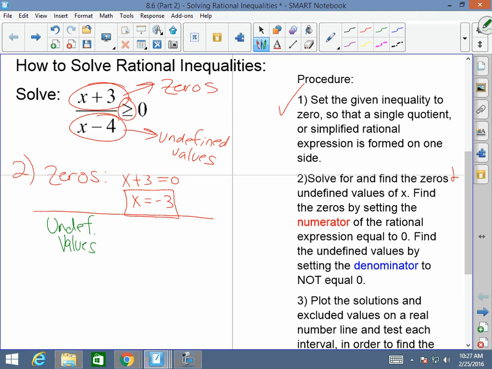So you set the denominator, which is x minus 4, to not equal 0. So x cannot equal 4. So x equals 4 is my undefined value. So x equals negative 3, that's my 0. If x equals positive 4, that's my undefined value. X cannot equal 4. So that's my undefined value.